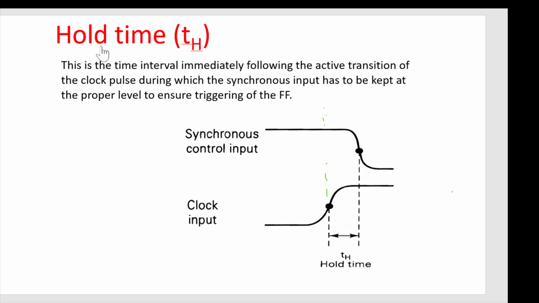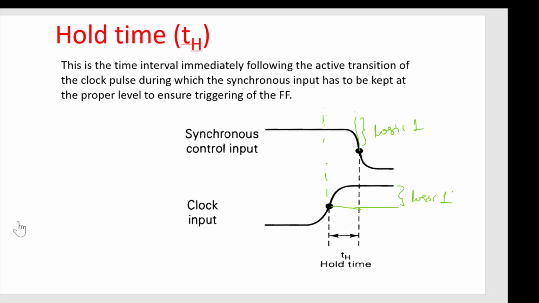Now let us talk about the hold time. This is the time interval immediately following the active transition of the clock pulse. If you look at here, now your clock is activated. This is above the logic 1 level. This entire region is above the logic 1 level. And during this period your input should be maintained at a constant level. If you look at here, this is a constant logic 1, so that your circuit will take this input and respond appropriately.